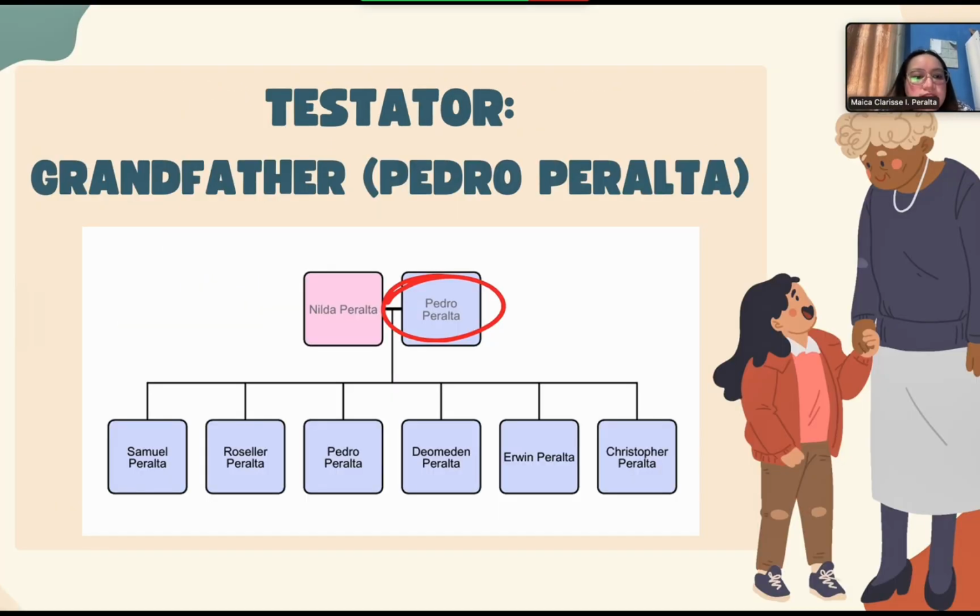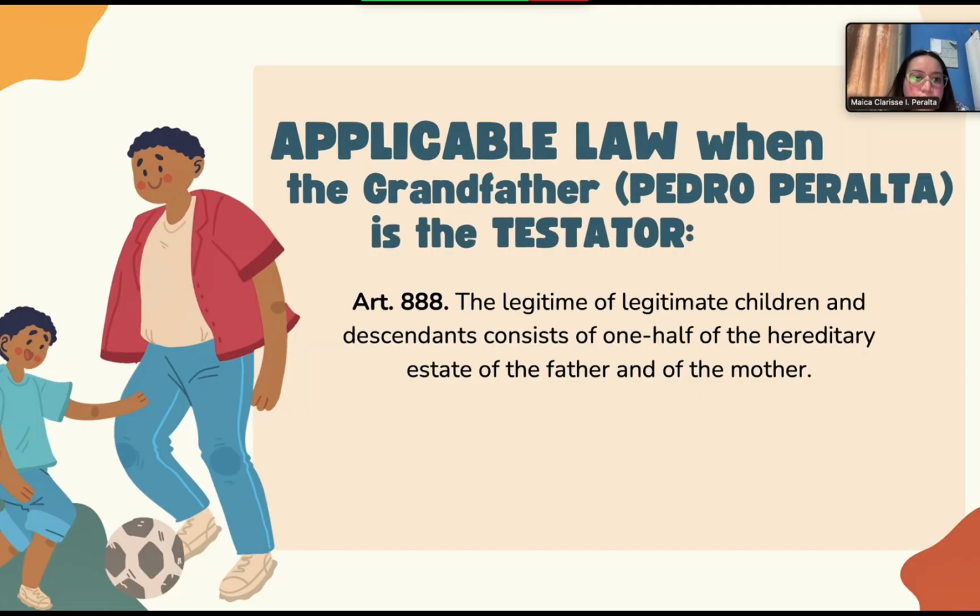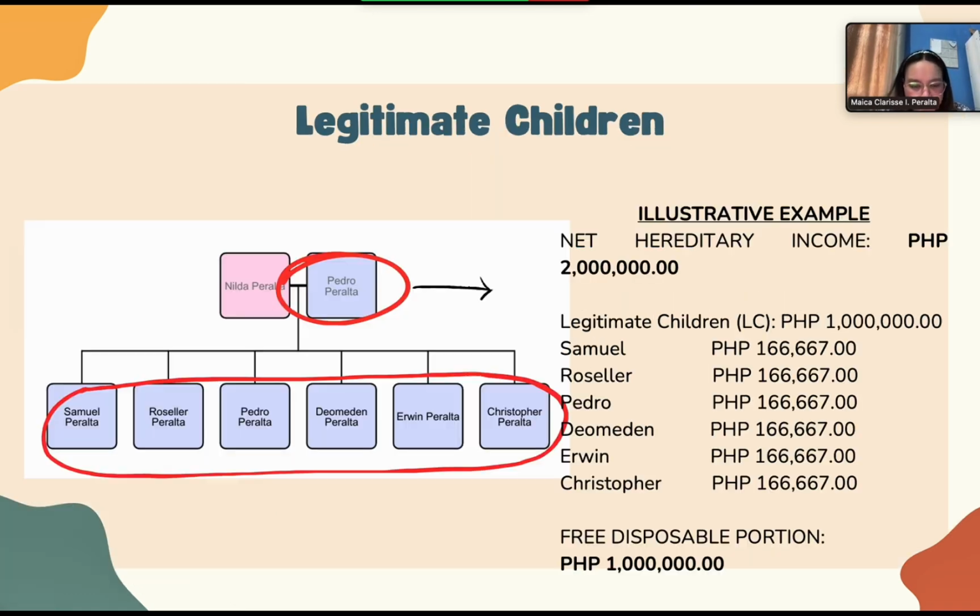Let's say that the testator is my grandfather, Pedro Peralta. Pedro Peralta is my father's father. My father has six siblings in total. The applicable law if the grandfather is the testator is Article 888. Article 888 provides that the legitime of the legitimate children and descendants consists of one half of the hereditary estate of the father and of the mother.